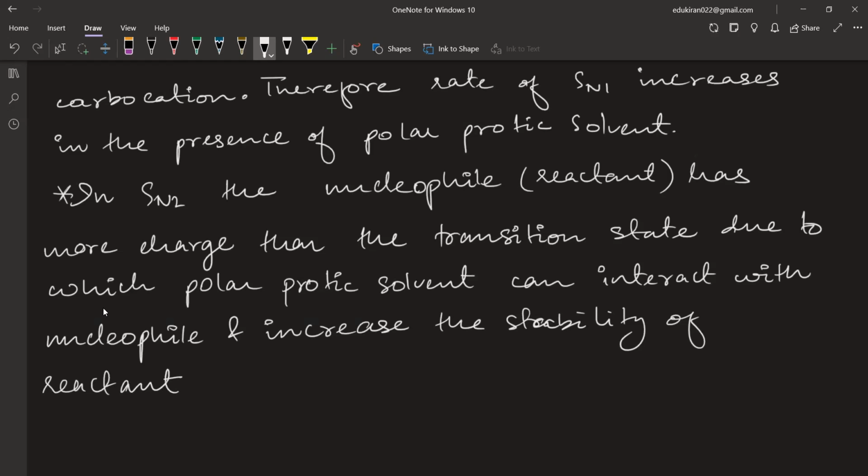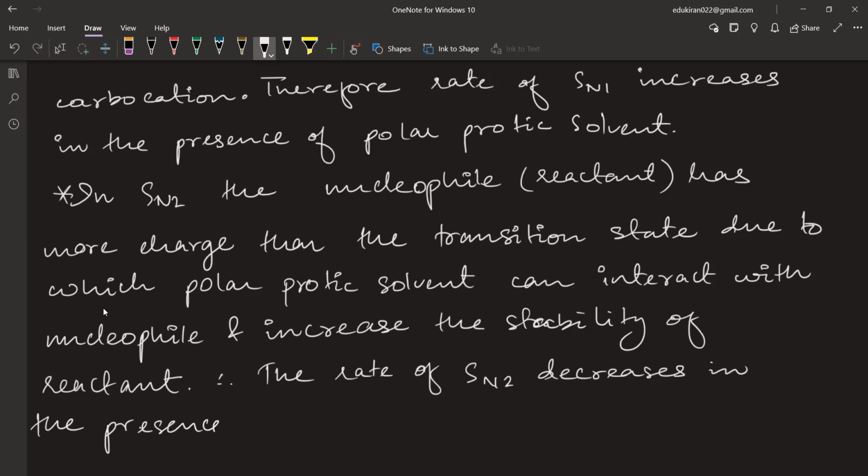And we don't want to increase the stability of the reactant, because if the reactant is stable, then the rate will decrease. So you will write, therefore, the rate of SN2 decreases in the presence of polar protic solvent.